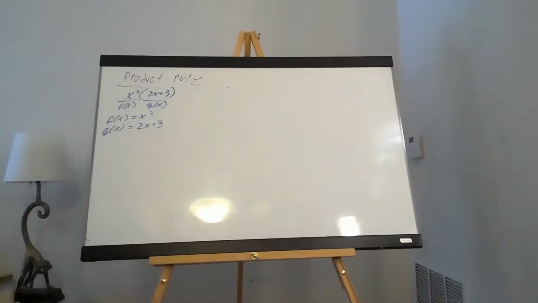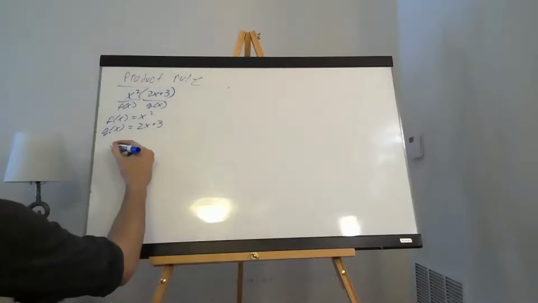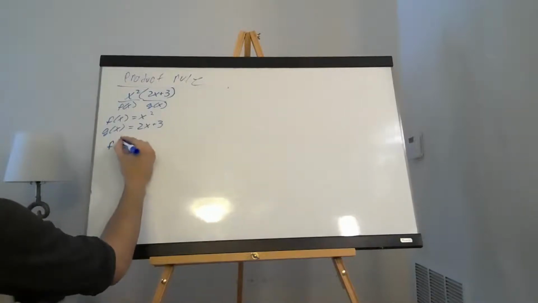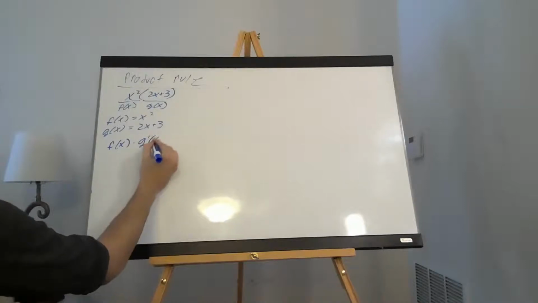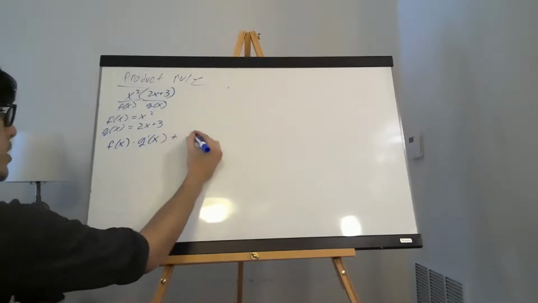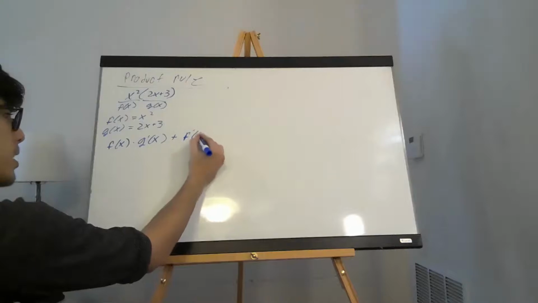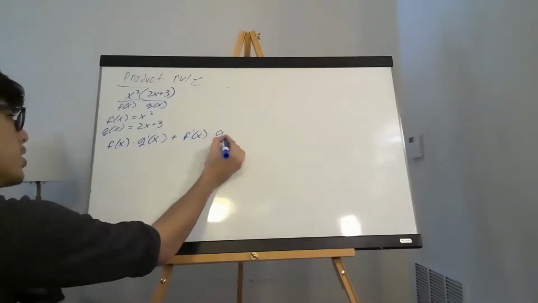So if we want to take the derivative of this, the way we would go about that is we would do it this way. We take f of x times g prime of x plus f prime of x times g of x.